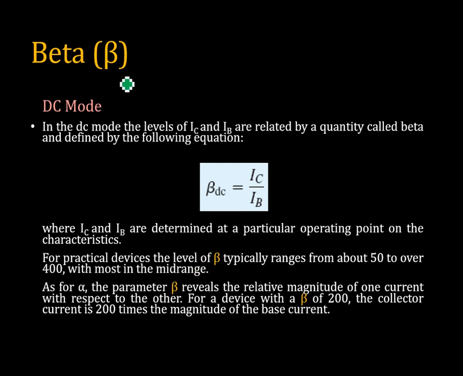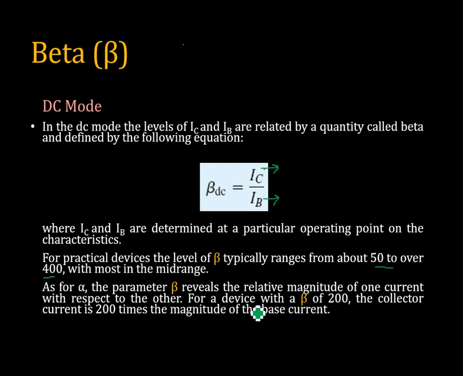Then beta. Here we have the current gain beta in common emitter configuration. So what is this current gain beta? It is a ratio of collector current to base current. Collector current is the output current and this is the input current. That is beta. And this IC and IB are determined at a particular operating point on the characteristic. For practical values, the level of beta typically ranges from 50 to over 400. We have seen beta will have very large value.